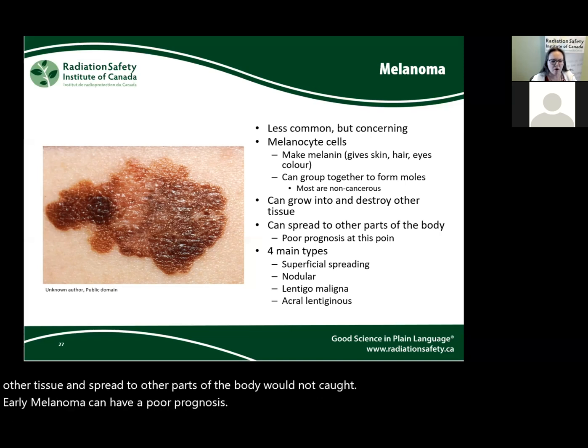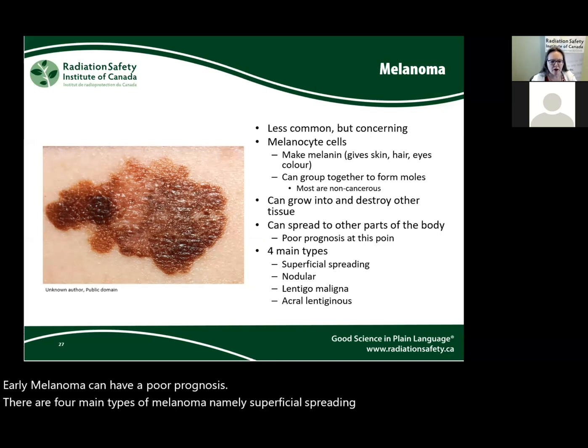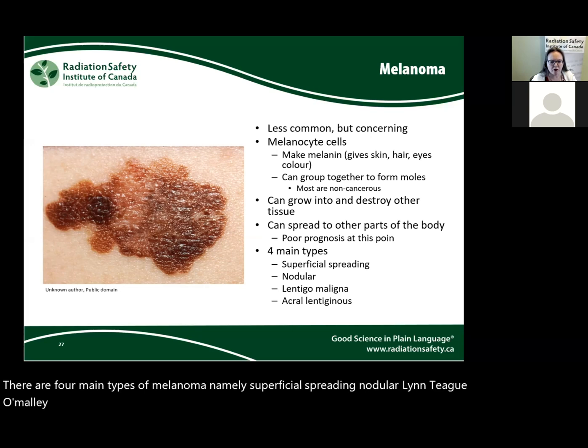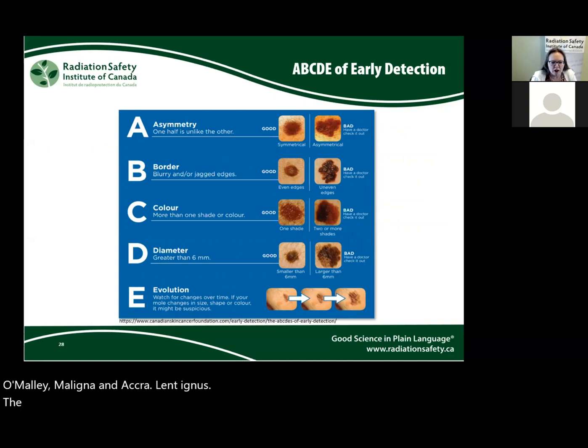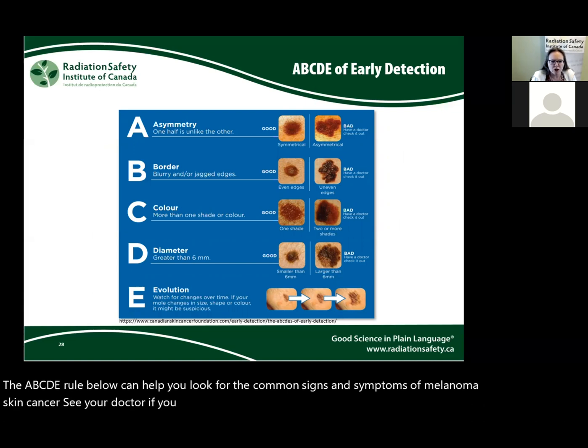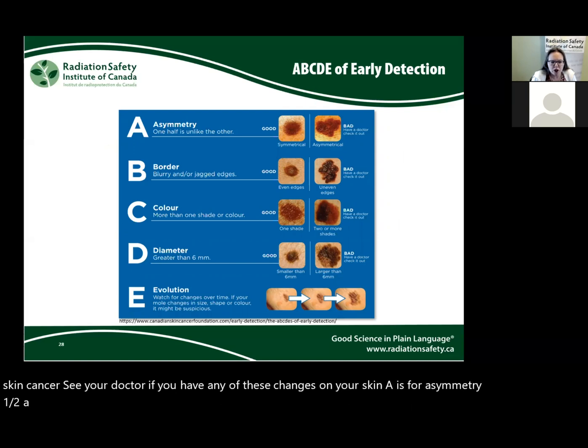There are four main types of melanoma, namely superficial spreading, nodular, lentigo maligna, and acral lentiginous. The ABCDE rule below can help you look for the common signs and symptoms of melanoma skin cancer. See your doctor if you have any of these changes on your skin. A is for asymmetry. One half of a mole does not have the same shape as the other half.